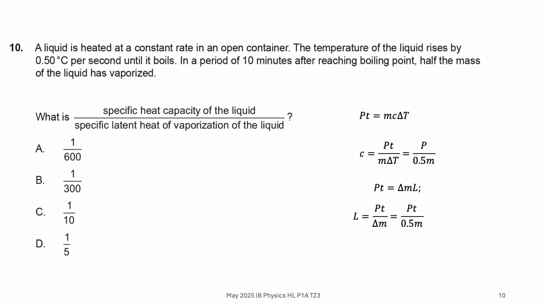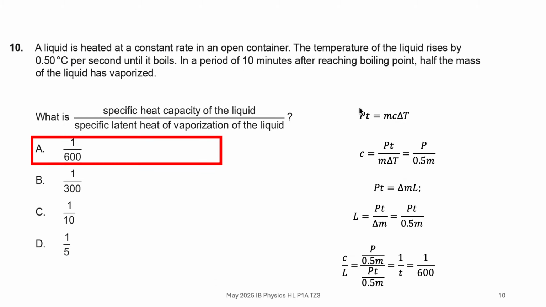So what I'm now going to do is put in those numbers. C over L is going to be this value here, capital P over 0.5 M, divided by P times T, in this case that 10 minutes, over 0.5 M. You notice here our 0.5 M is going to cancel, and we're just left with 1 over T. Now T has to be expressed in seconds because we're using SI units here, so we're going to have our T, 10 minutes, 600 seconds, which is why the answer here is A.